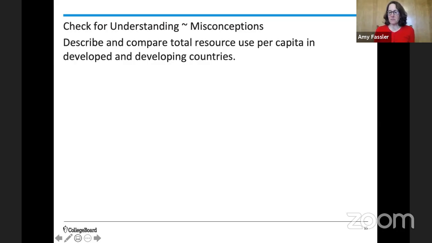So one of the biggest misconceptions students have, and it's pretty clear when we read the way they respond to a per capita question, is that a student might say something like, well, countries that have really big populations have a greater per capita energy use. Per capita means per person. It has absolutely nothing to do with how many people there are in a country. I can have a country with a very small population overall, but a very high per capita resource use.